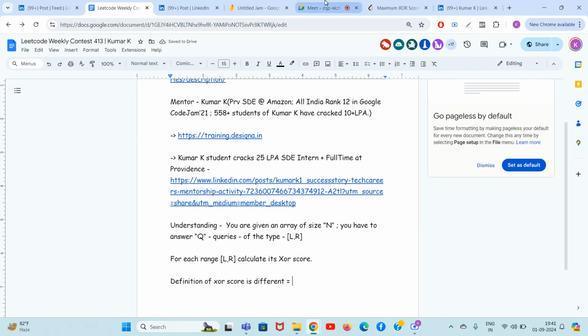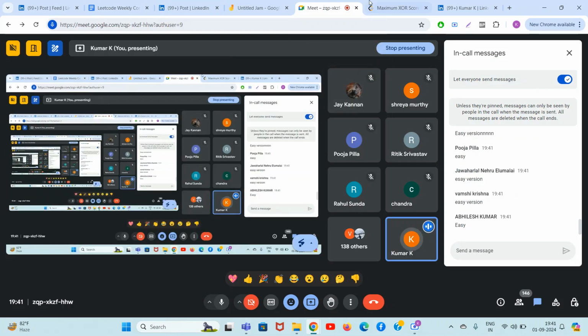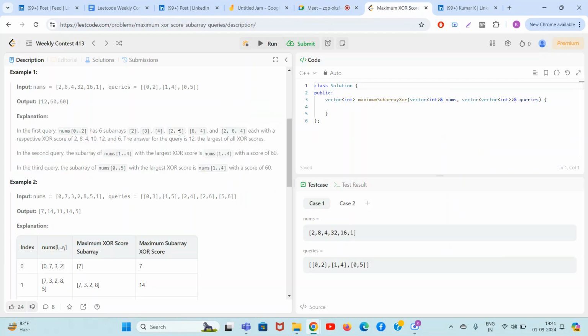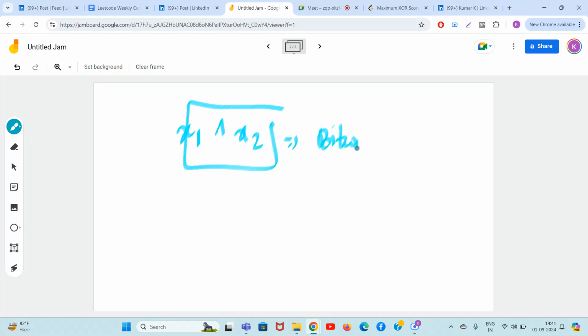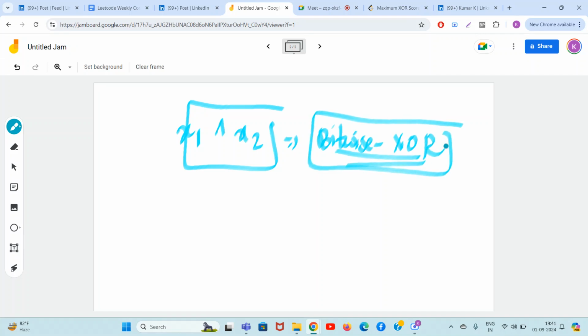Guys, what is the definition of the XOR score? First of all, I hope you know what the XOR operation is. If I write x1 XOR x2, it is called the bitwise XOR. Write in the chat if you know what the bitwise XOR is. Can I assume that you know that?